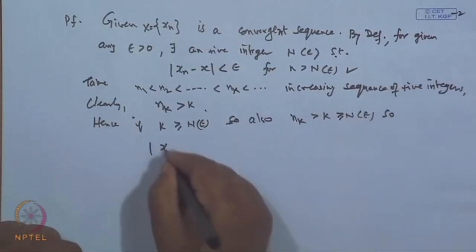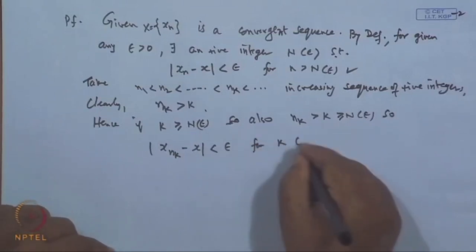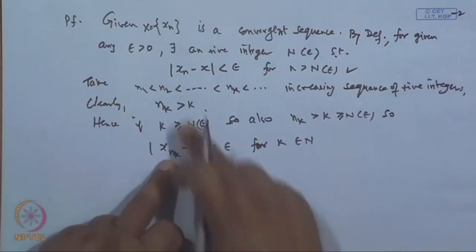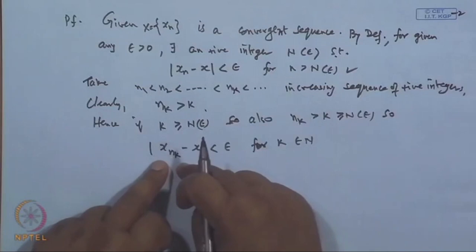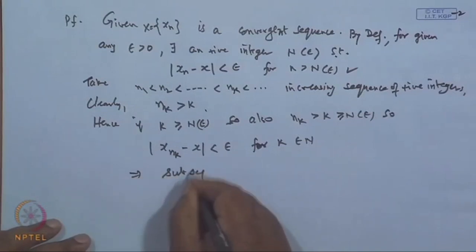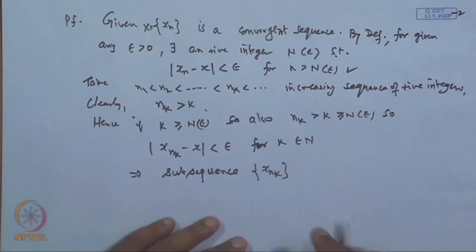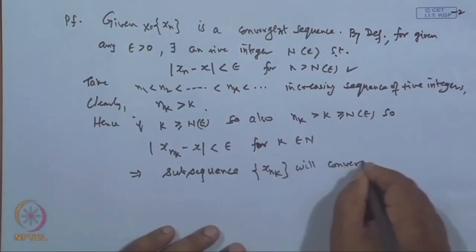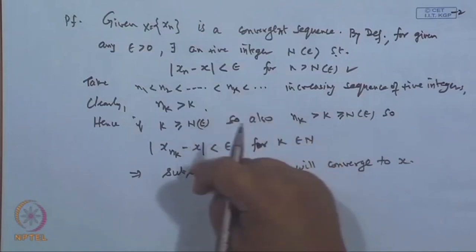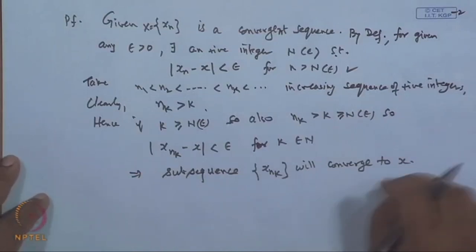So we get mod of x_{n_k} minus x is less than epsilon for all k belonging to the natural numbers. For all k belonging to N, this is true. But n_1, n_2, n_3 satisfy these conditions which we achieved. Therefore, the subsequence x_{n_k} will converge to x. And this is an arbitrary subsequence we are choosing, so any subsequence of x will definitely converge. So, if a sequence x_n is a convergent sequence, then all of its subsequences will converge.